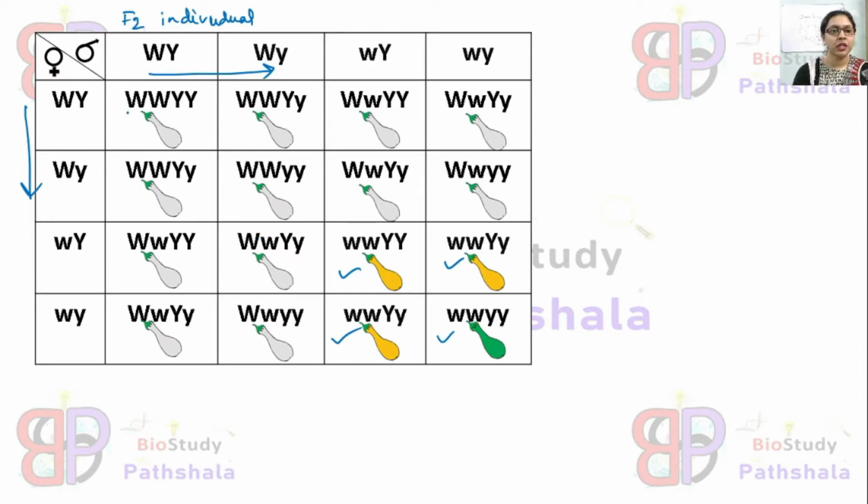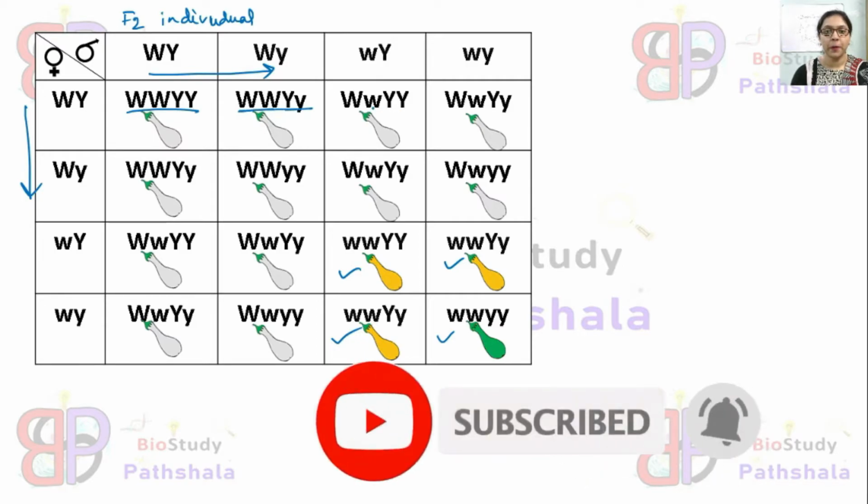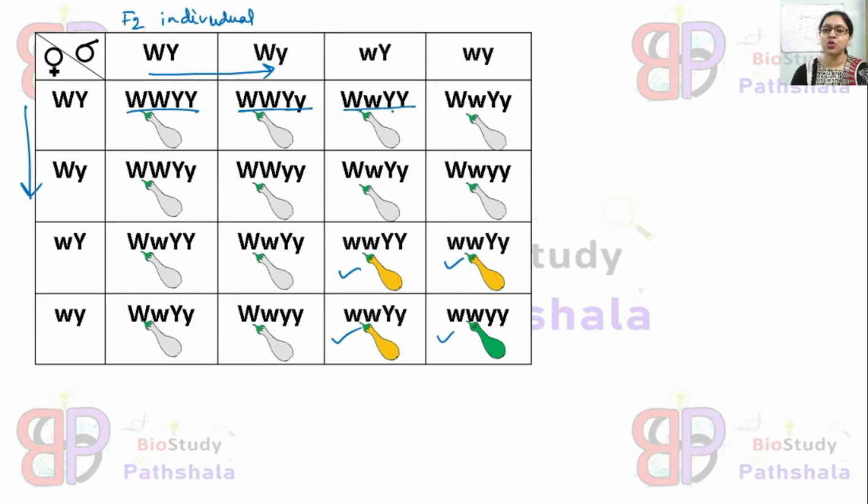So in this particular genotype you can see 2 capital W, 2 capital Y. In this particular genotype 2 capital W but 1 capital Y. In this particular genotype 1 capital W but 2 capital Y. And within this particular genotype 1 capital W and 1 capital Y. That means the presence of 1 capital W along with 1 capital Y will produce the white coloration.